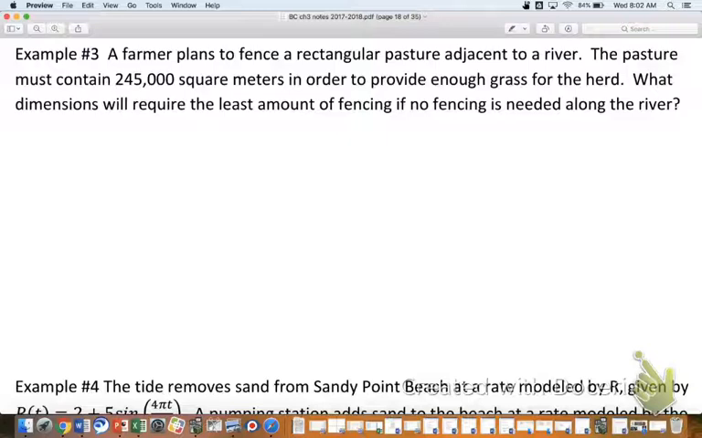Okay, so number 3 says a farmer plans to fence a rectangular pasture adjacent to a river. Every calculus book written in the last century probably has a question like this. It's classic. Probably means there's some value to it. Pasture must contain 245,000 square meters, so the herd will have enough grass. What dimensions will require the least amount of fencing if no fencing is needed along the river?